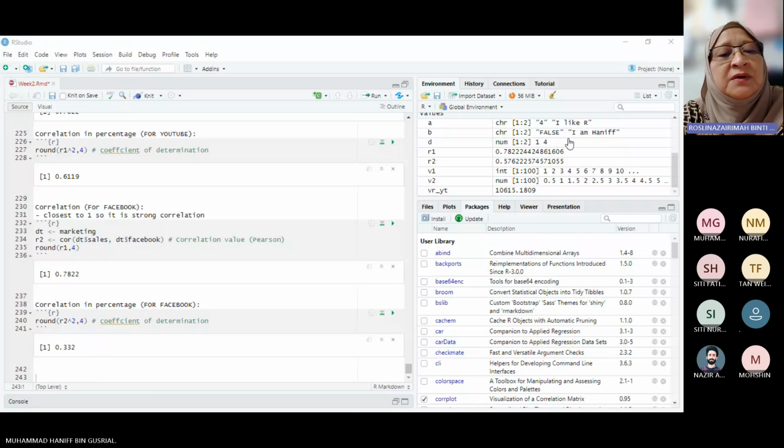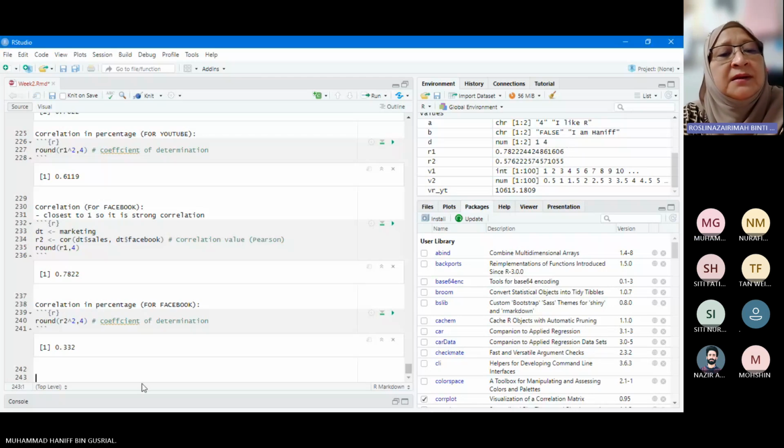That is called the coefficient of determination. Newspaper is not done yet. First, how do you interpret that? You did the correlation between Facebook and sales. You got 0.78, isn't it? How do you interpret that?